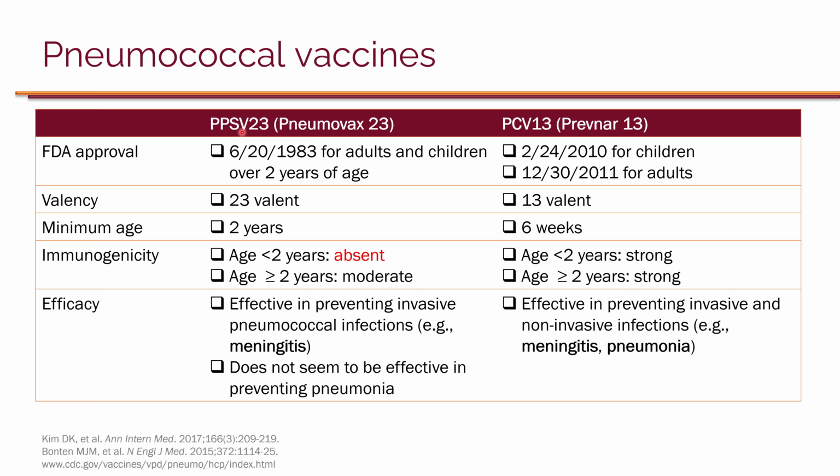Now, let's take a look at some of these vaccines. So PPSV 23, which is the oldest one on the market, came to the market in 1983.